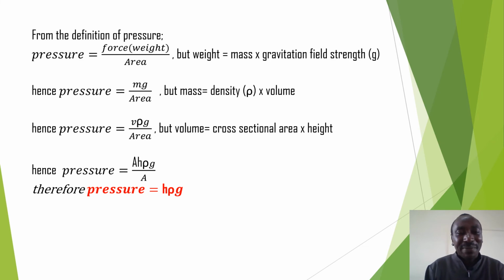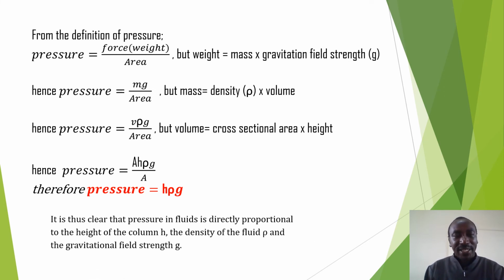So the factors affecting pressure in fluids are the depth, which we are calling H, the density of the liquid, and the gravitational field strength. And all of them are directly proportional. If you increase one, it increases pressure. If you increase depth, it increases pressure. Density increases, pressure increases. Gravity increases, pressure increases, and vice versa. Therefore, that is the pressure formula for the fluids.